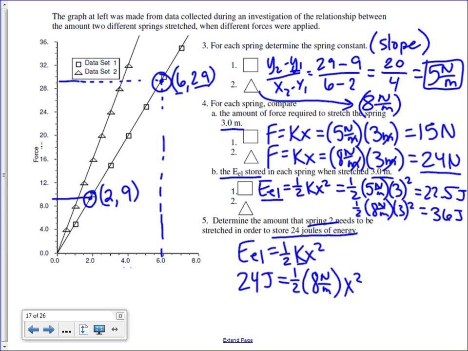So 24 divided by 1/2 gives us 48 equals 8 newtons per meter times x squared. 48 divided by 8 is going to give us 6. That's equal to x squared. Square root both sides, and we end up getting the amount of stretch for our spring is approximately 2.45 meters.